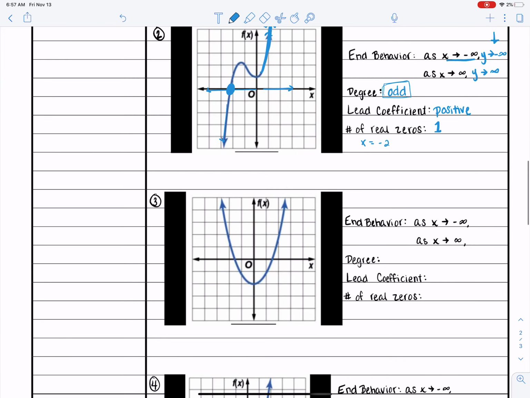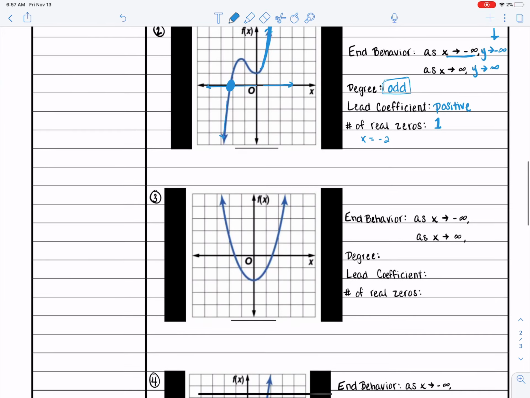All right, next graph. The end behavior as x approaches negative infinity: as we move to the left, my graph is going up, so I can say the y values approach positive infinity. As x approaches positive infinity, as I move to the right, my y values are going up, so the y's approach positive infinity. Because the end behavior, the y's, are the same, I know that this is going to be an even degree polynomial. Because the right side of my graph is going up, I know it's going to be a positive coefficient. And the number of real zeros is 2. So I cross the graph somewhere at about -1.5 and +1.5. So I have 2 real zeros that occur at those numbers.